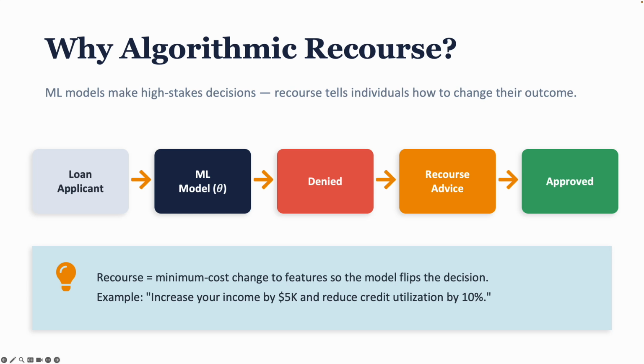You can see the pipeline here. A loan applicant goes through the ML model, parameterized by theta, gets denied, receives recourse advice, and after implementing those changes, gets approved. Concretely, recourse is the minimal cost change to features, so the model flips the decision. For example, it might say, increase your income by $5,000 and reduce your credit utilization by 10%.